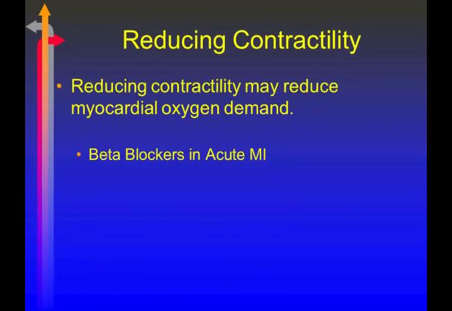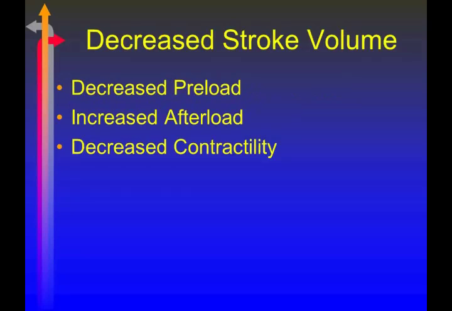Reducing contractility seems kind of counterintuitive. Why would I want to reduce contractility? Well, it has actually been shown in patients in acute MI that giving them a beta blocker, reducing the contractility, will improve the long-term healing of the myocardium. Giving a beta blocker early on in an MI has been shown to be beneficial outcome-wise, by reducing the amount of oxygen demand.